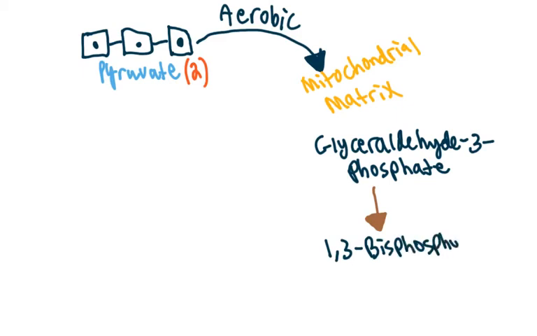1,3-bisphospho. Should have just abbreviated these, but it's fine. I guess it's good to know the names. So it went from glyceraldehyde 3-phosphate to 1,3-bisphosphoglycerate, and if you guys remember, we had an enzyme involved in this step, and that enzyme was called glyceraldehyde 3-phosphate dehydrogenase.